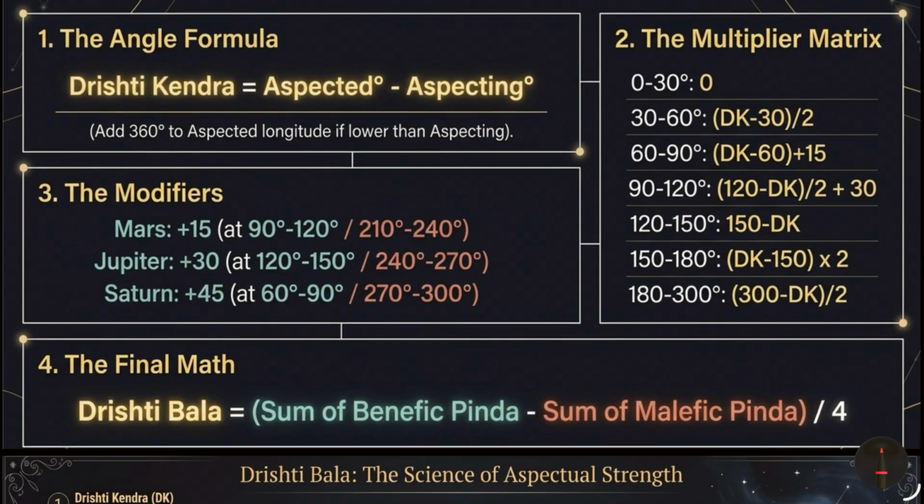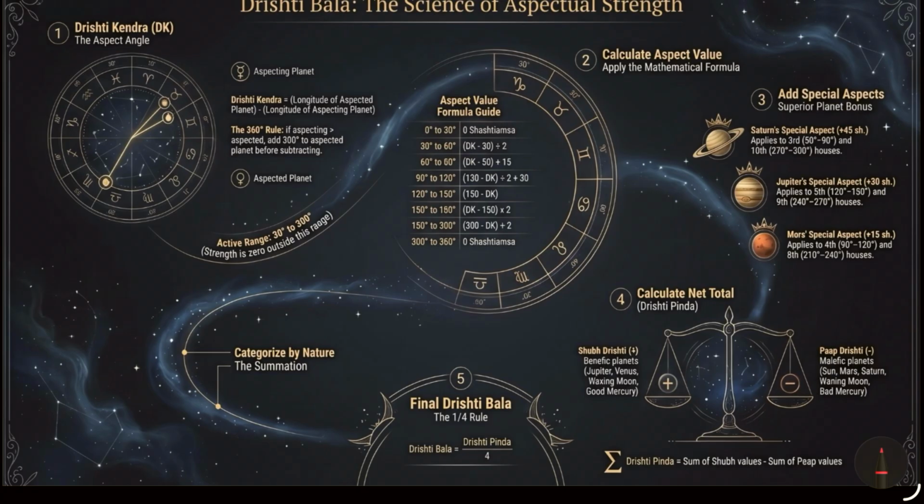Quick reference: the first step for calculating the Drishti Bal is we have to calculate the Drishti Kendra, aspected minus aspecting. Then we have these values for calculating the Drishti value. If it is 0 to 30, it is 0, otherwise these are the formulas. Now the modifier is that if Mars, Jupiter and Saturn are having a special aspect, on 4th and 8th aspect we will provide 15, 30 for Jupiter and 45 for Saturn on 3rd and 10th aspect. Drishti Bal will be sum of benefic planet minus sum of malefic planet, that will be Drishti Pinda, divided by 4. It is a similar quick reference for everything which I explained.